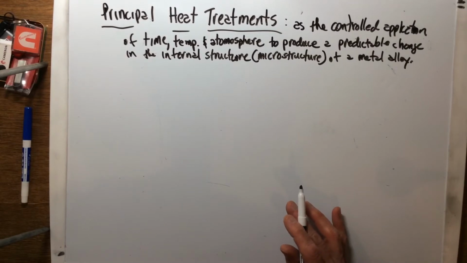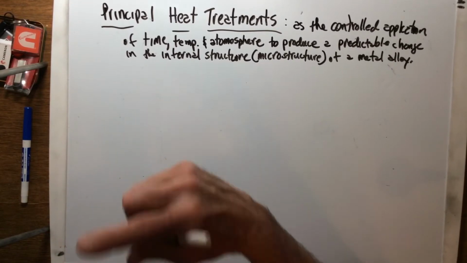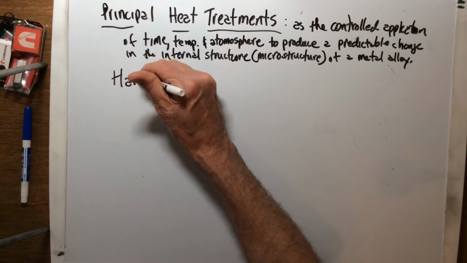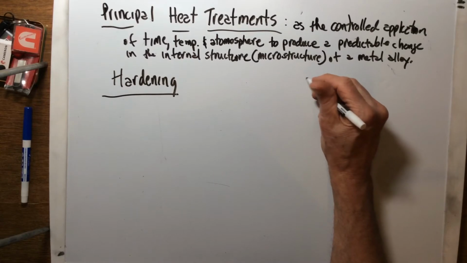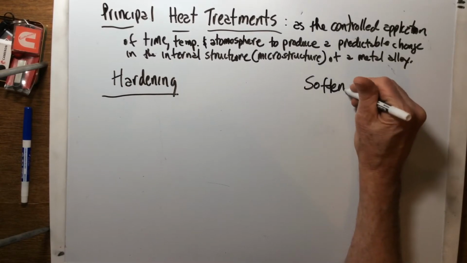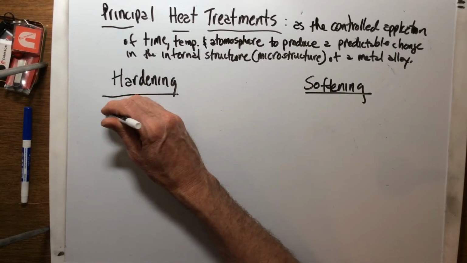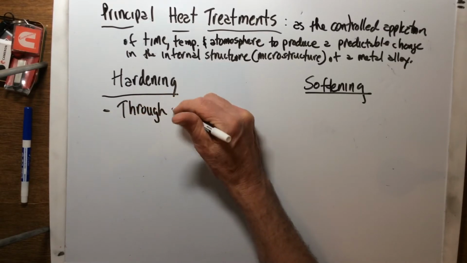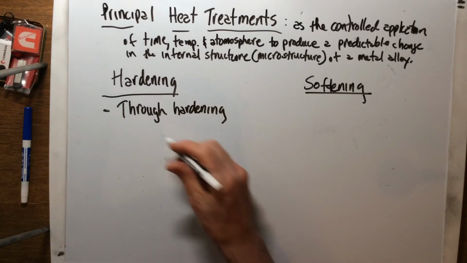And let's go over the principal heat treatments as we know them. There are really three, although there's actually two. Hardening. So let's list these as hardening. All right, and then softening. Okay, and under hardening, we're going to have two different types. We're going to have something known as through hardening. Through hardening, okay?